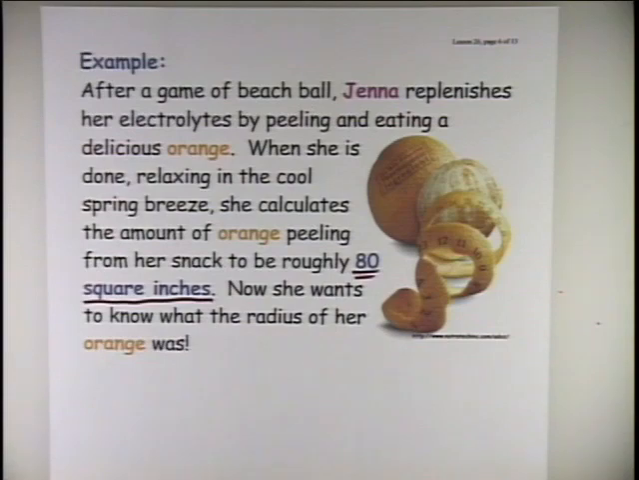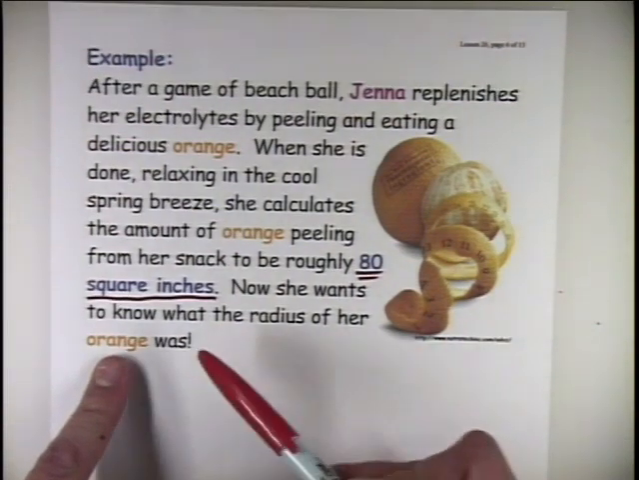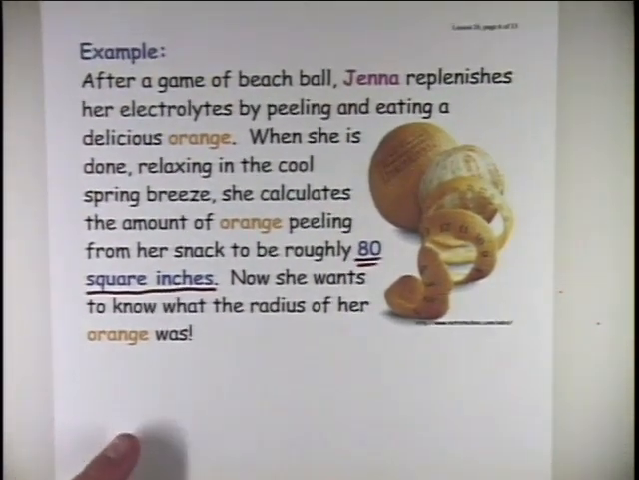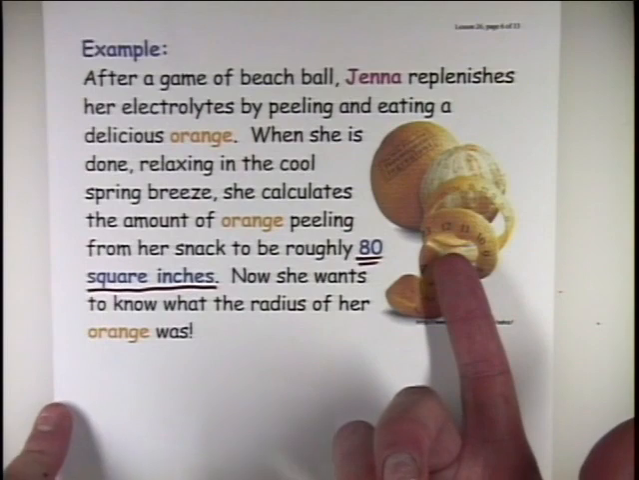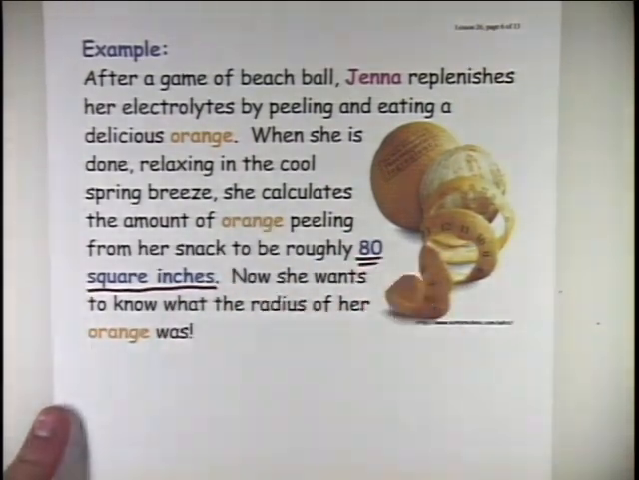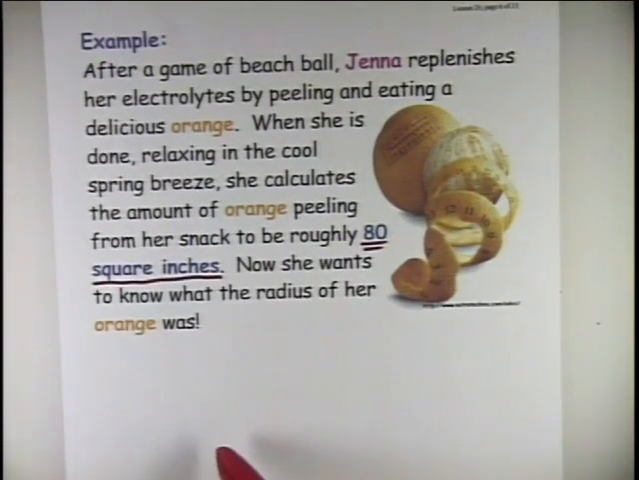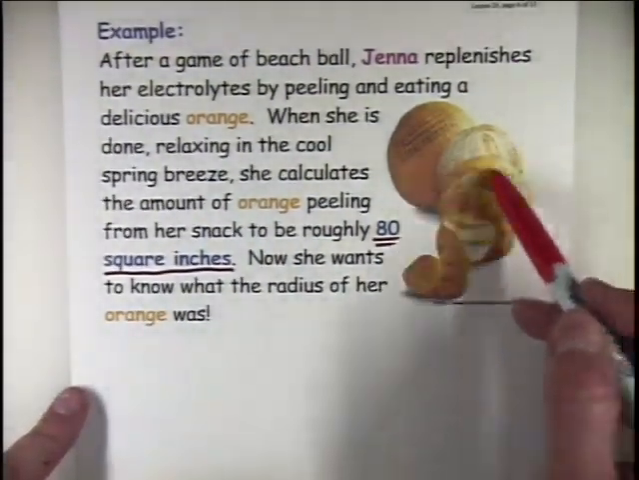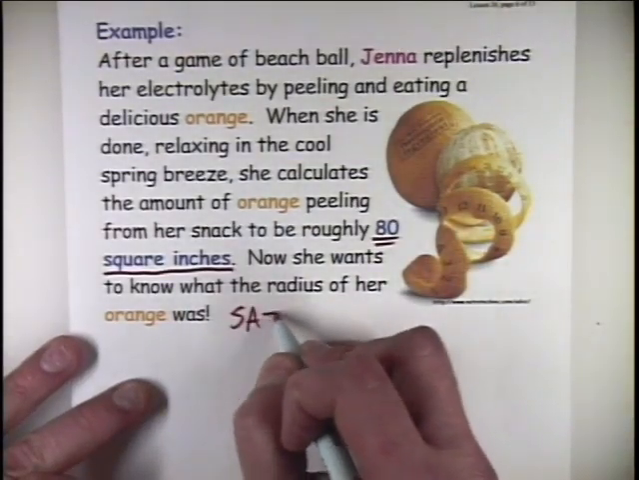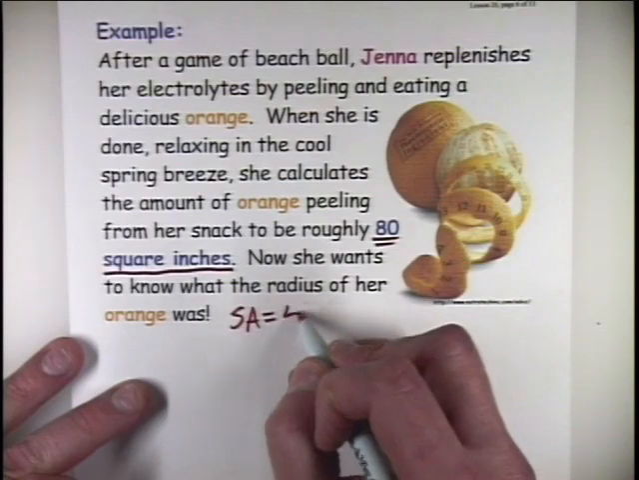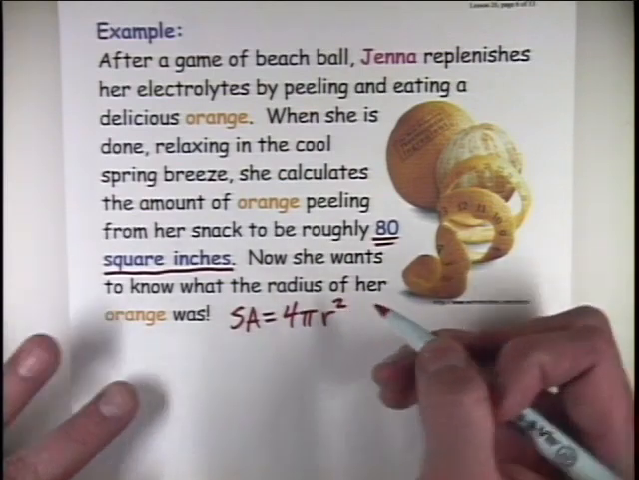She now wants to know what the radius of her orange was because she ate it. So she can actually play mathematical detective here, and just from the remnants of what was already consumed, she can figure out basically the dimensions of the original orange. Pretty cool, huh? It's all with math. Well, the key in this problem is realizing that the peelings is nothing more than the surface area. So if I pull out the surface area equation, it is 4 pi r squared.